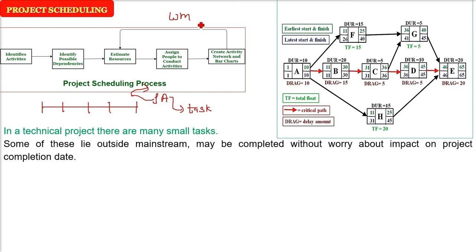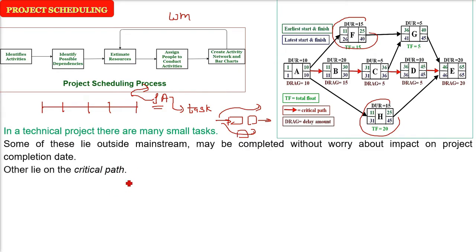For example, the waterfall model has different stages. And some of the tasks you have decided on may lie outside the mainstream. That is, they may be completed without any worry, because they are not going to have any kind of impact on the project completion date. They are outside the critical path actually. So these can be done separately, but I am showing they are outside the mainstream.